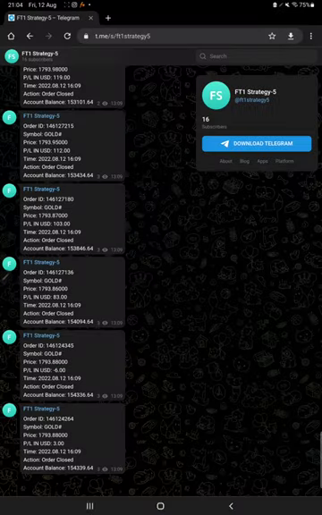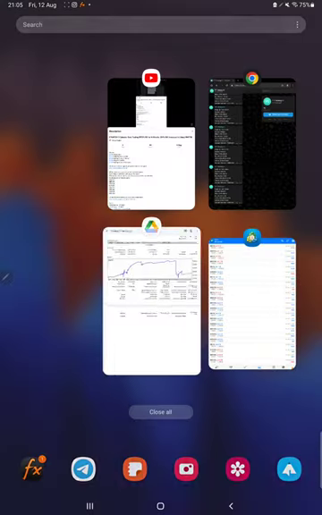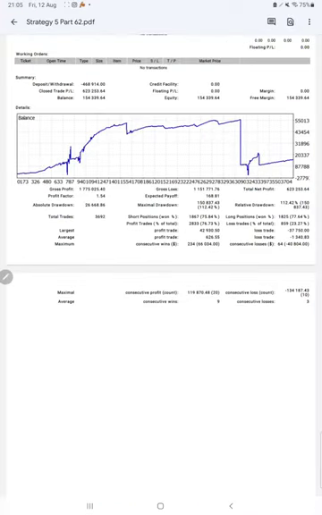Also, the same strategy is connected on Telegram. So by joining the FT1 strategy 5 channel, you can stay updated on each and every trade we have taken, and you can verify it with its order ID itself, so you will come to know how much profit and loss we have made. And after that we have the trading account statistics from the statement.